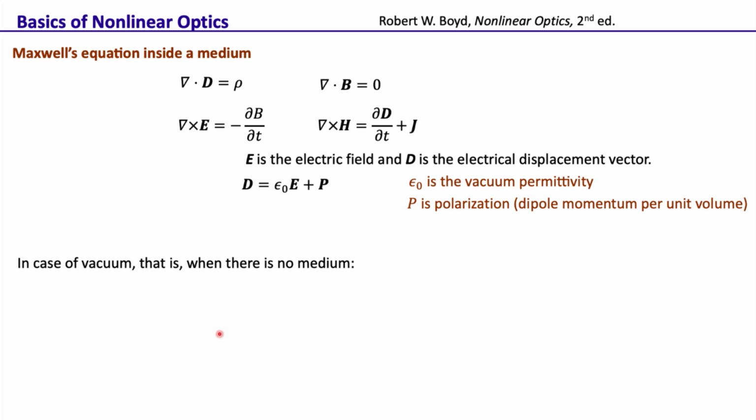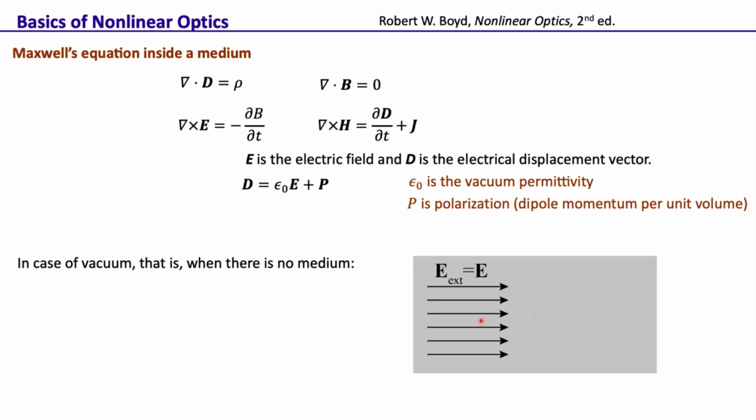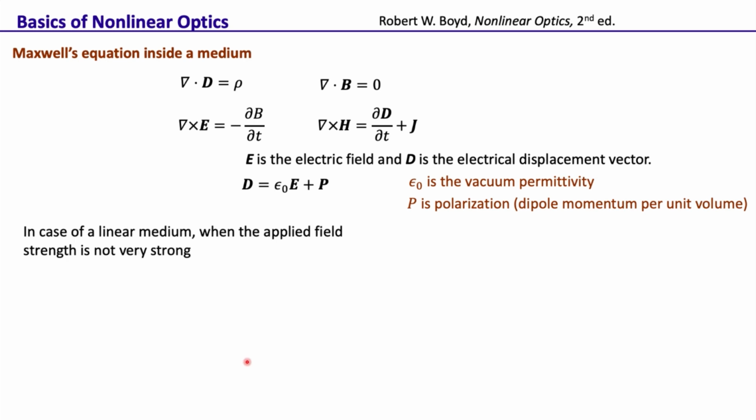In the case of vacuum, that is when there is no medium, we have just the electric field, and of course the polarization is 0 because there is no medium to get polarized. In that case D is simply epsilon naught E, just proportional to E. But when there is a linear medium, a linear medium is essentially defined by the fact that when the applied field strength is not very strong, every medium just behaves as a linear medium.